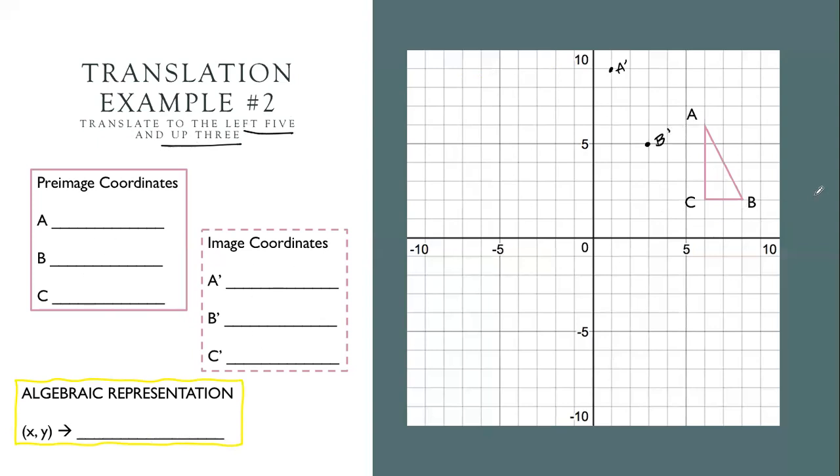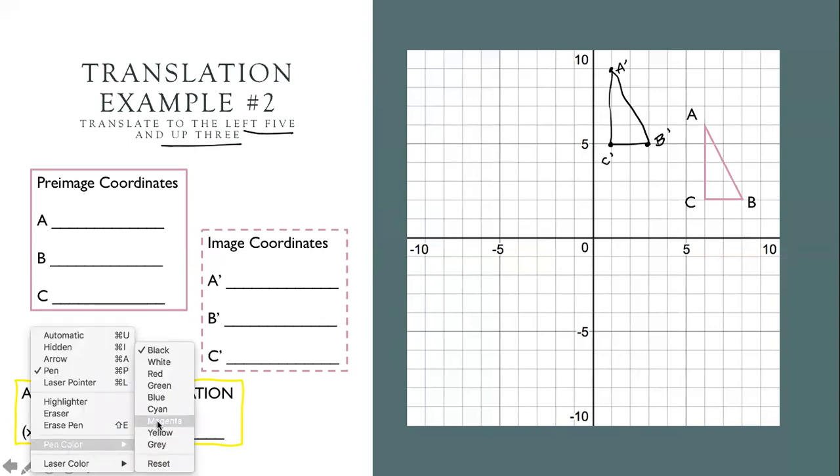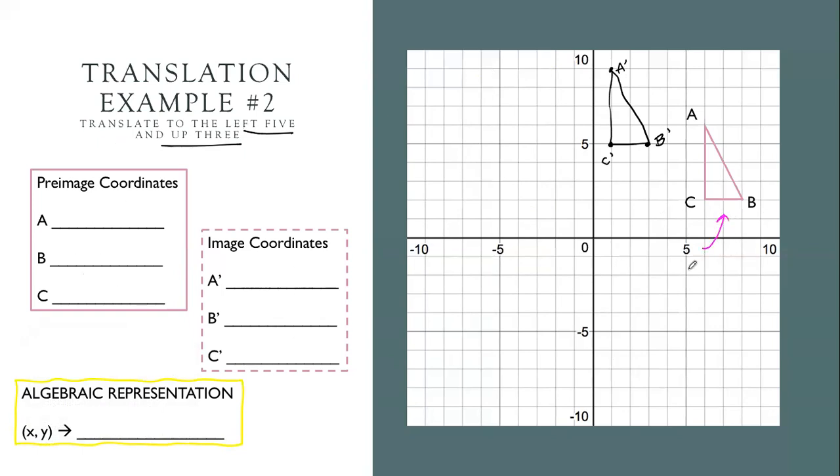And again, if you're on Zoom and you're just not joining us, I would suggest that you screenshot this and do this in your photos for your notes purposes. So taking C to the left 5, 1, 2, 3, 4, 5, and up 3. 1, 2, 3. C prime. And then connect my dots. Ugh, that's ugly. That one did not turn out good. So here's my pre-image. And here's my image.